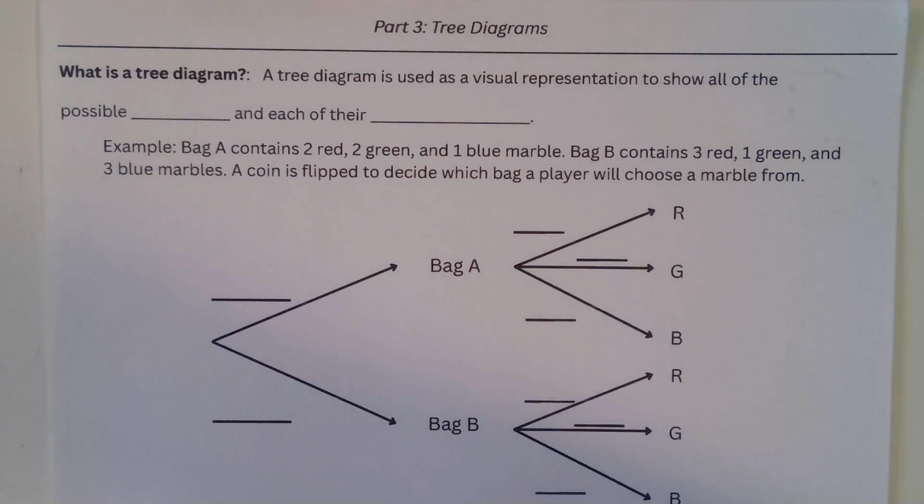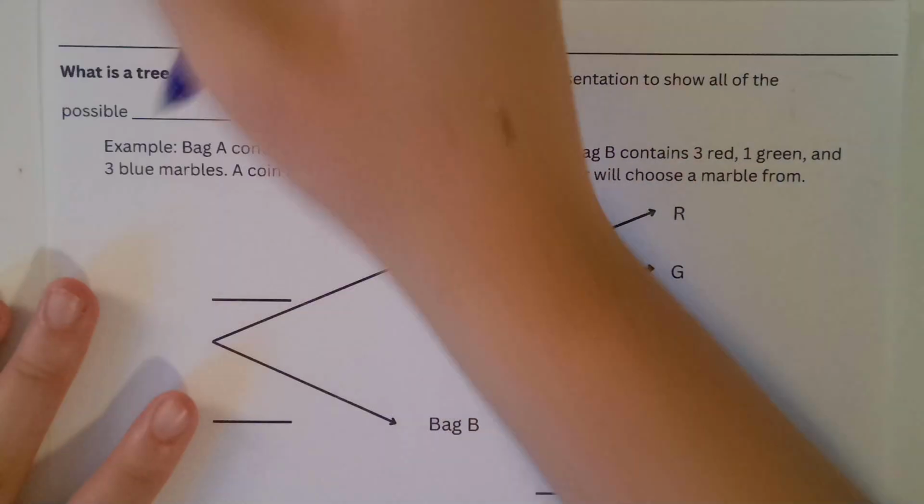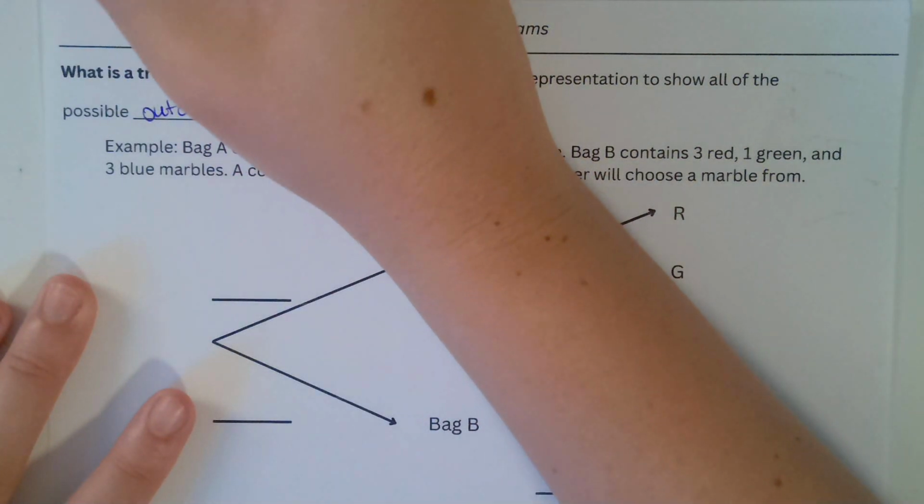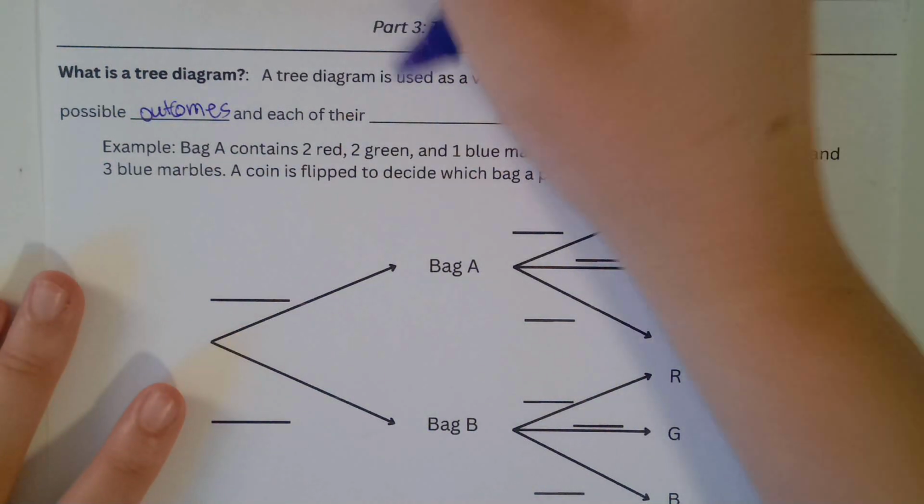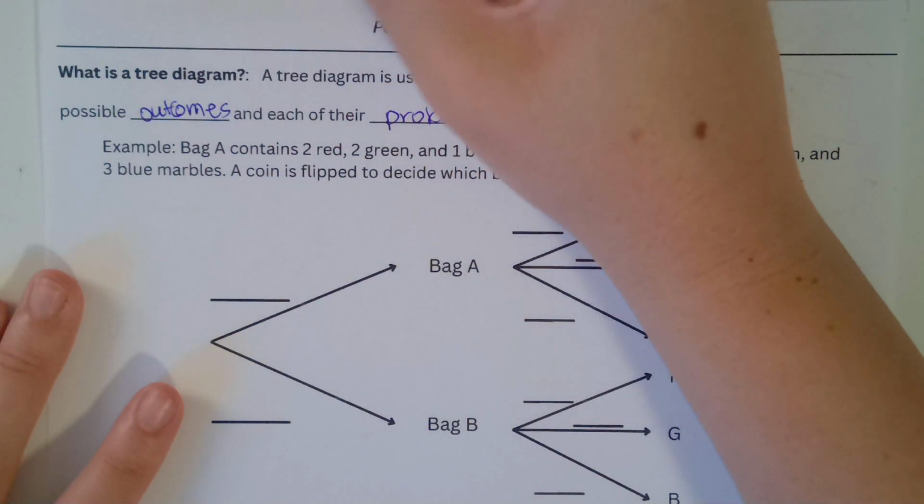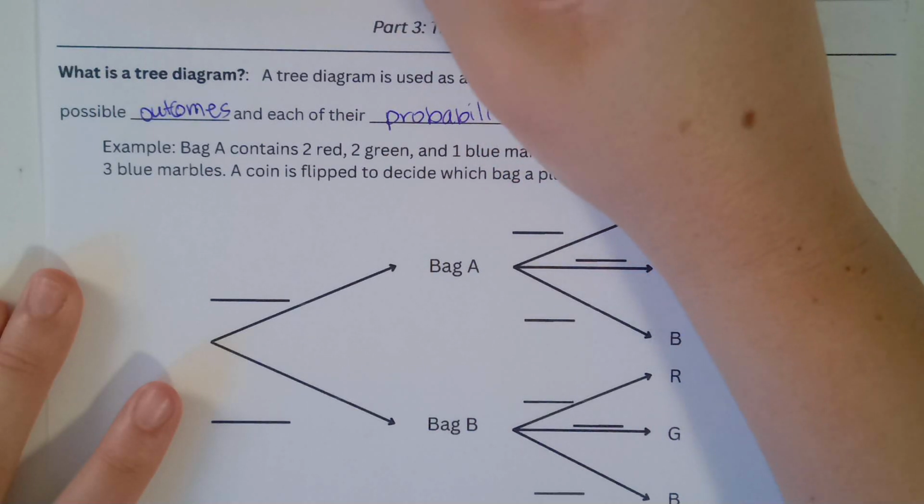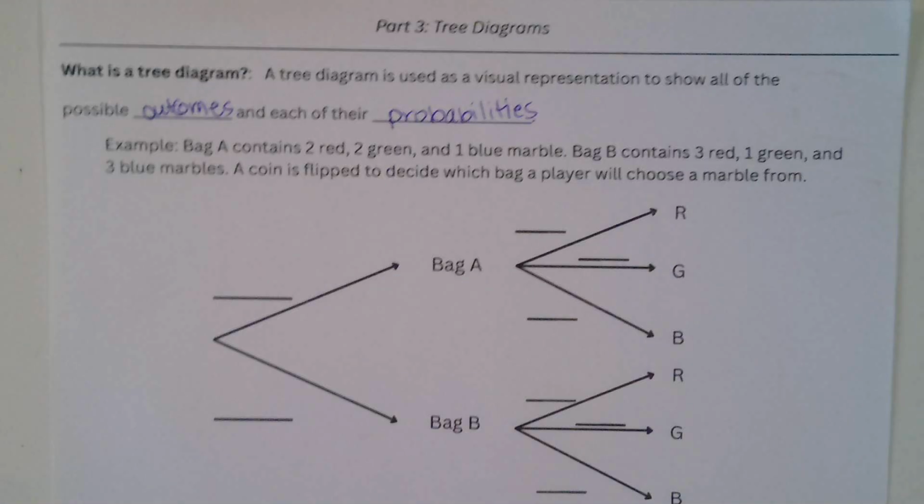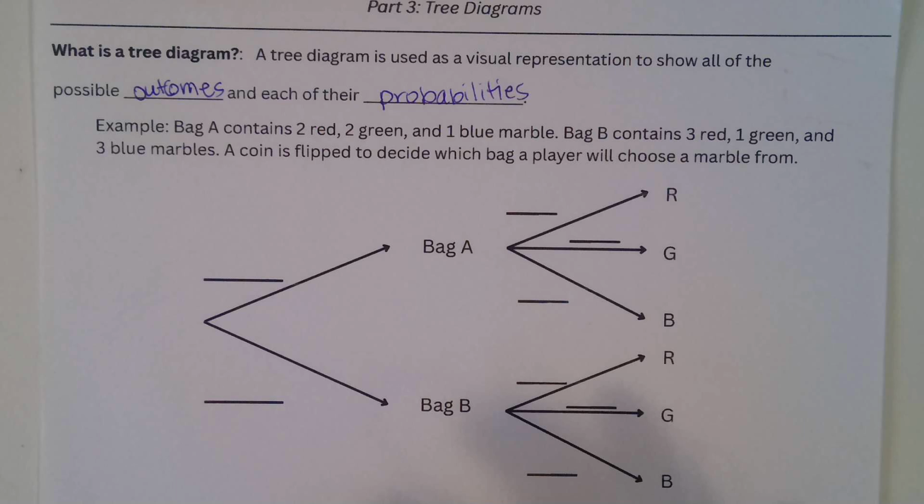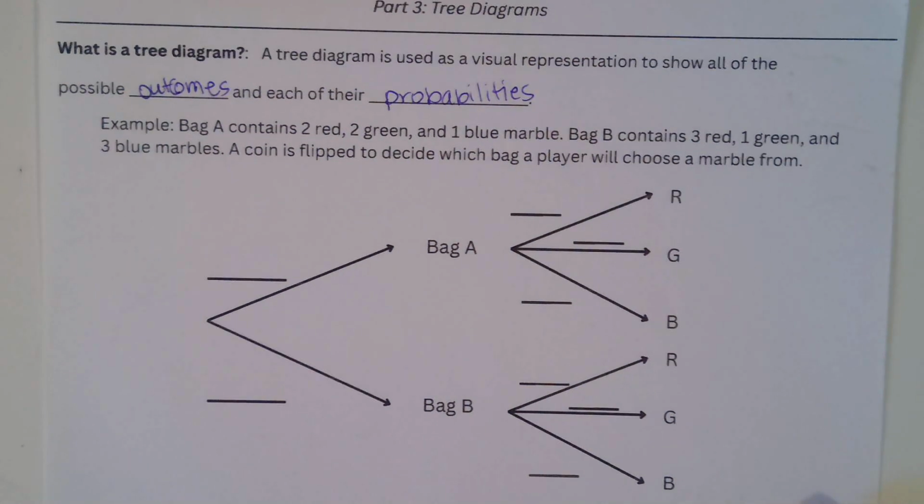So this next one says, what is a tree diagram? That's what this next section is about. A tree diagram is used as a visual representation to show all of the possible outcomes and each of their probabilities. I'm going to show you guys what these look like. So this is what a tree diagram looks like.